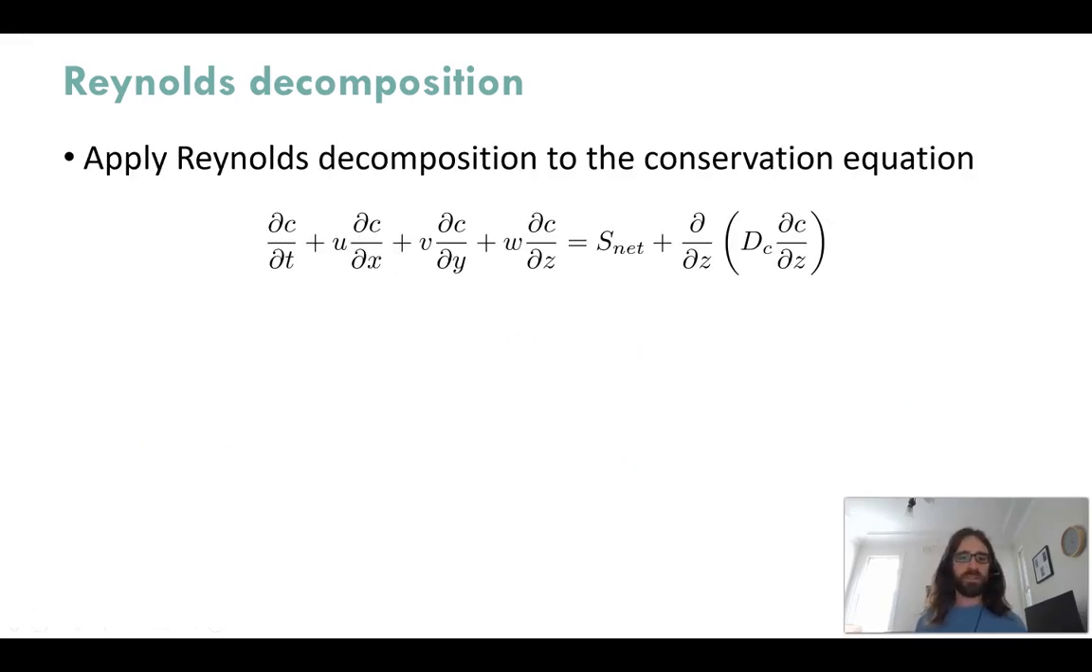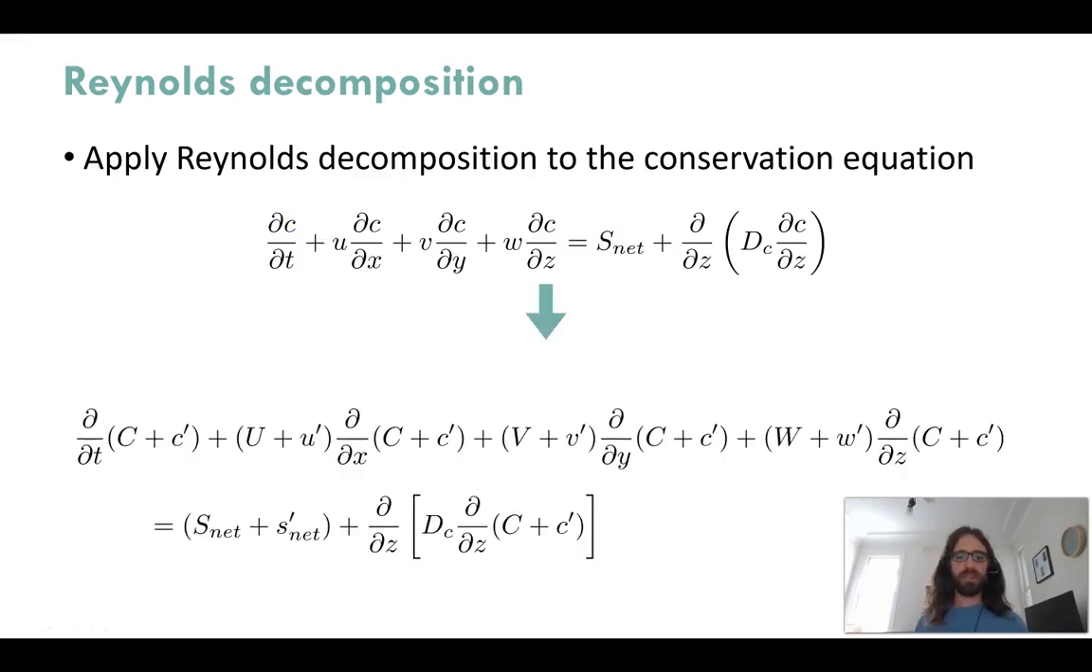We can apply this Reynolds decomposition to the conservation equation, so replace all of the concentrations and all of the velocities and the other terms with a mean and a fluctuating component, based on the definition we gave in the previous slide. And what you get is this even more augmented form of your equation, where your total concentration at any point in time is separated into a signal that only has information about the mean and another signal that only has information about fluctuations from that mean value.